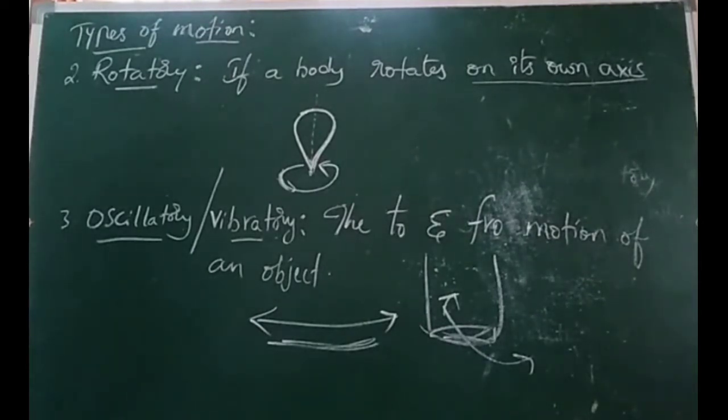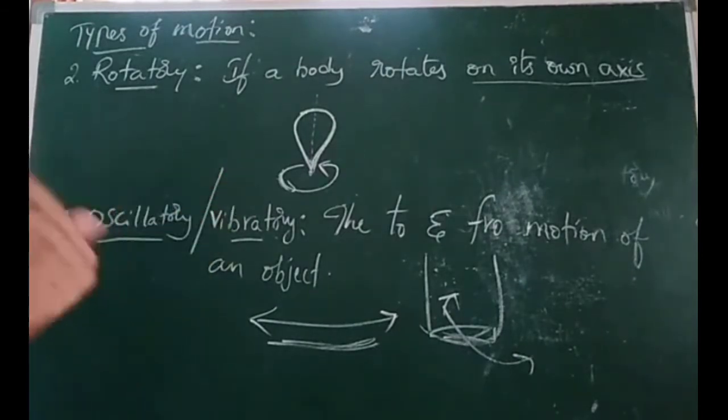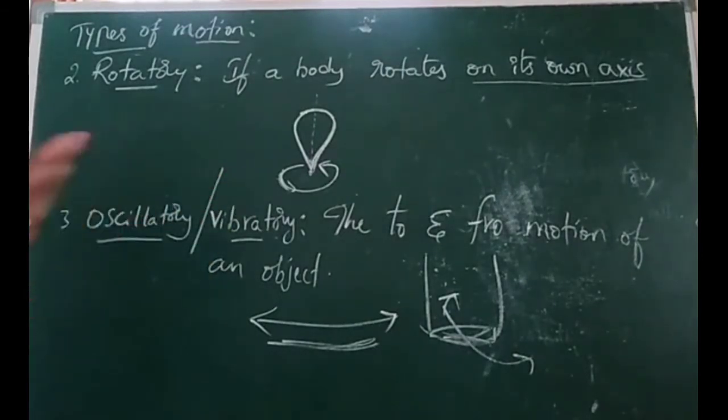If you take a rubber band and stretch it, the rubber band vibrates. So that motion also comes under the category of vibratory motion or oscillatory motion. So this oscillatory motion can be defined as the to and fro motion of an object. The to and fro motion of an object is nothing but oscillatory motion or vibratory motion.